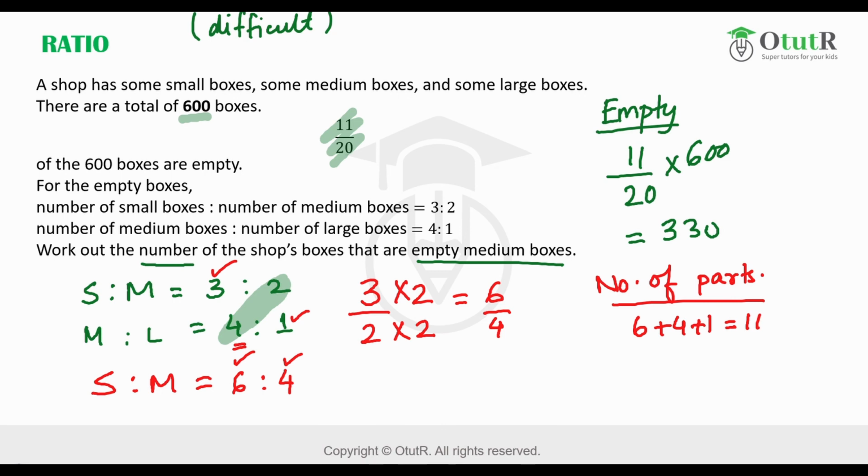So how many boxes are empty and medium? That means 4 over 11 into 330 will become the number of boxes which are empty and medium, right? That means 120 boxes in total are medium and empty.